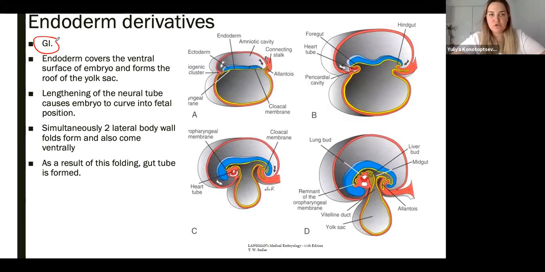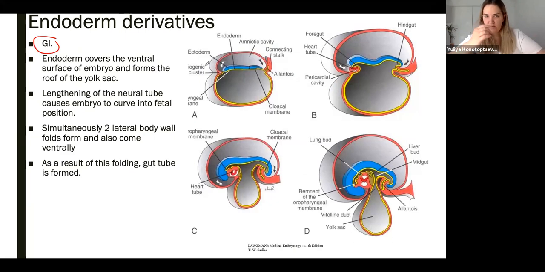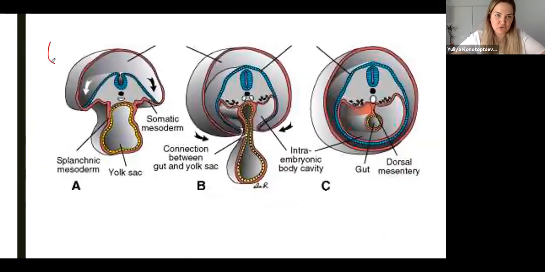Okay, you cannot talk about endoderm without first folding the embryo. How does your embryo look like right now? For now, it looks like a disc. Do you see? So it has the head, it has the tail. This is sagittal section. This is the cross section of the embryo.